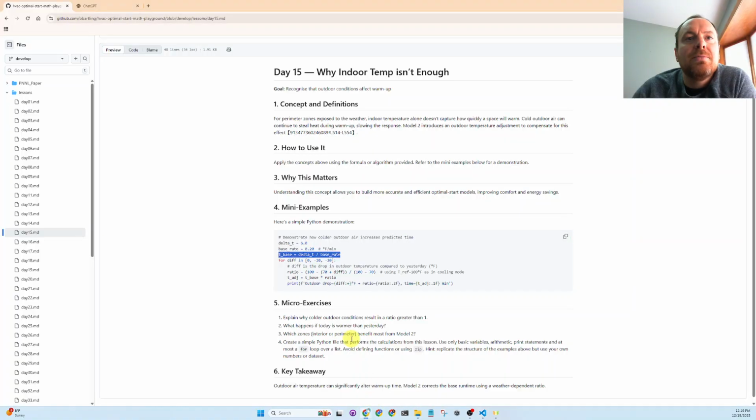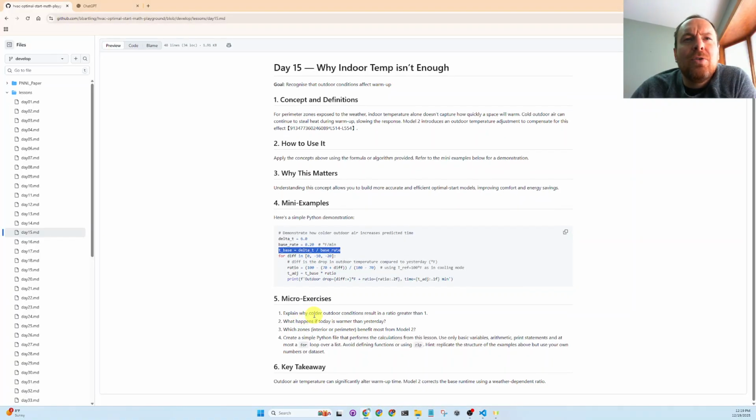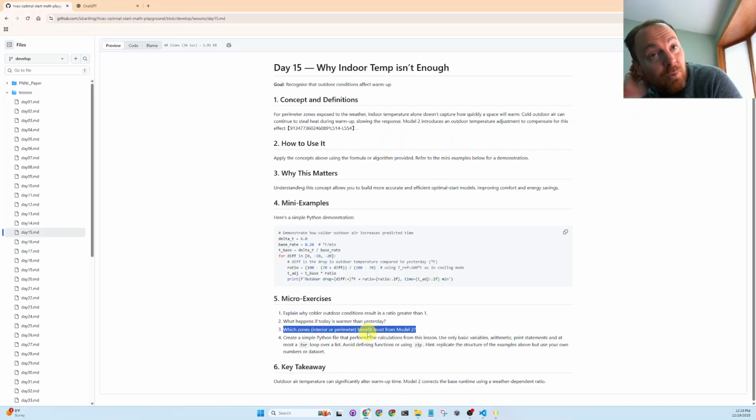Okay, so what do we got here? Explain why colder outside air temperature conditions result in a ratio greater than 1. What happens if today's temperature is warmer than yesterday? Which interior or perimeter zones would benefit? So we talked about that. These are zones in the building automation system, the building, where if you have multiple exterior walls, those may benefit the most from this model.